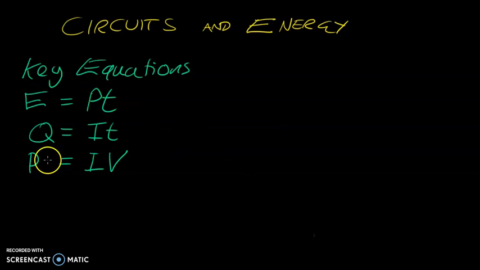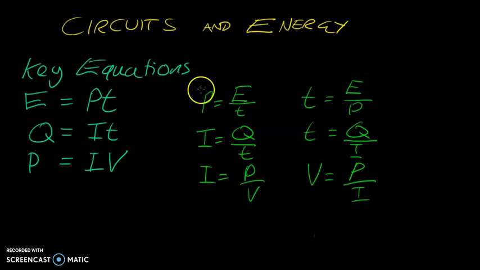The dot is going to represent multiply. That's quite often the case. You might see that on some American or even British videos. I'm not going to use that shorthand. So we're just going to have E equals PT, and Q equals IT, and P equals IV.